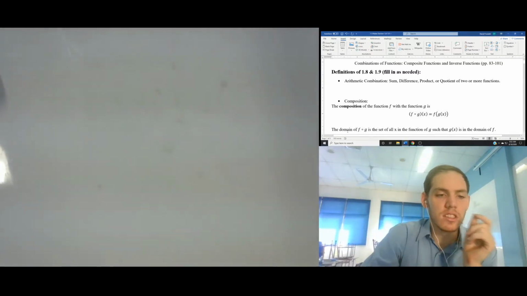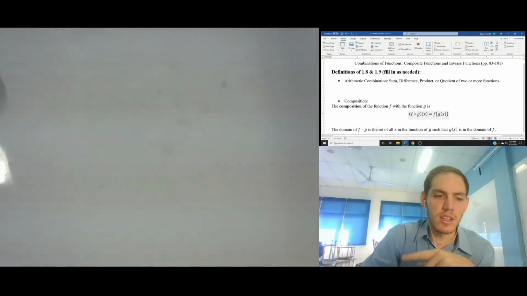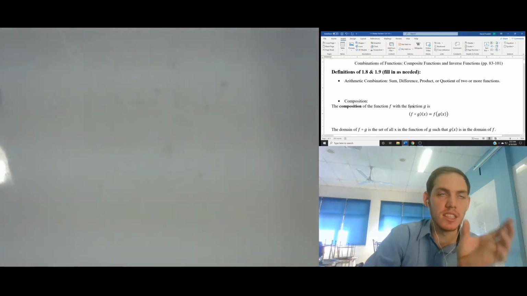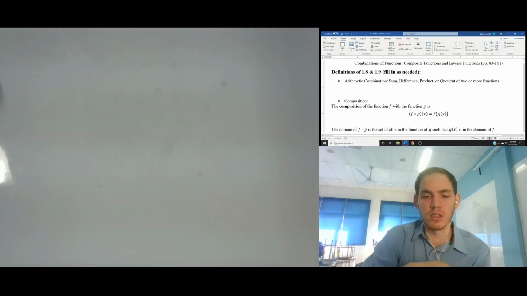So essentially, the domain of the composition is all the x values in g of x that produce values that are also in the domain of f of x. If it doesn't work in g of x or it doesn't work in f of x, then it's not going to be in the domain of the composition. Let's look at some compositions.